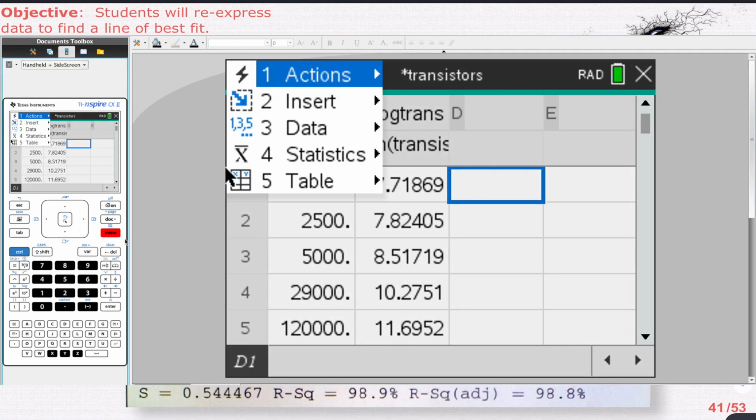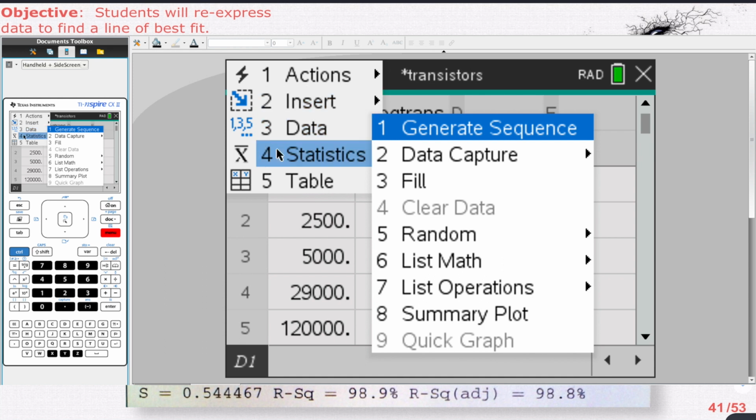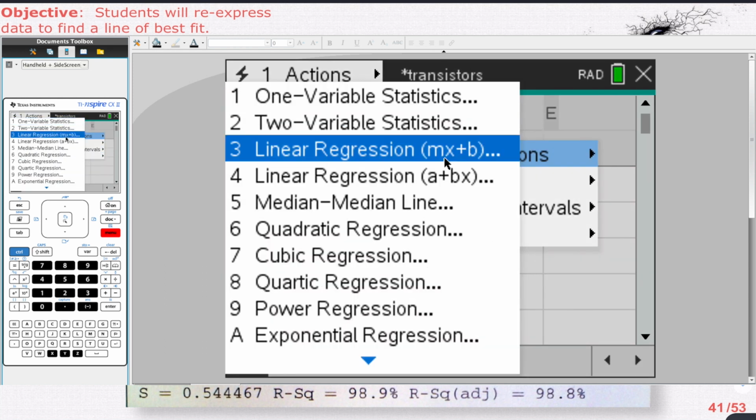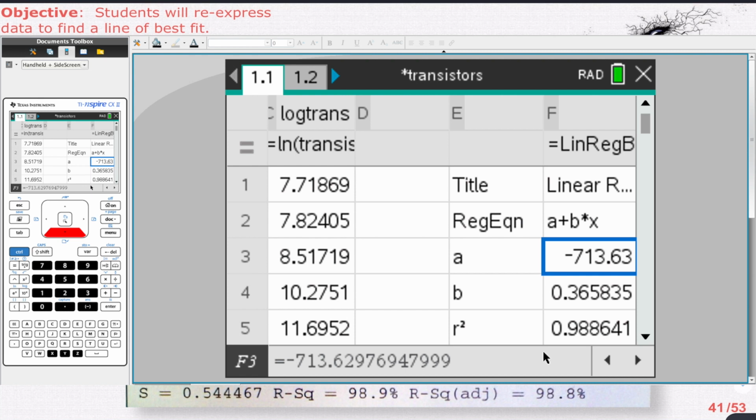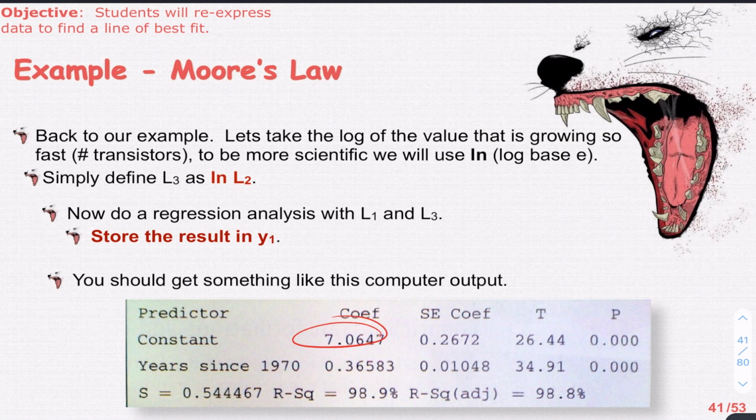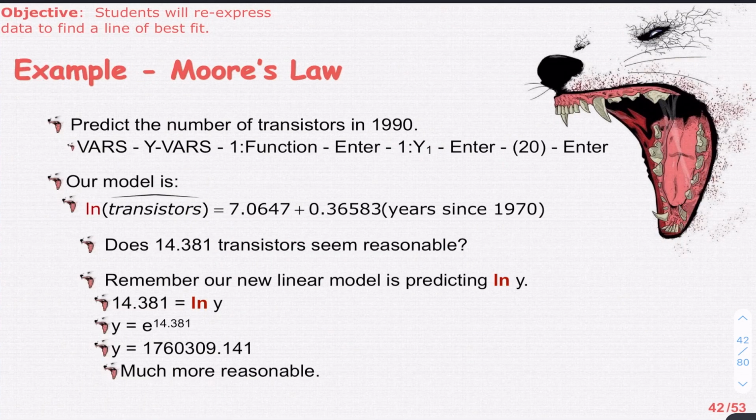If I do a linear regression model, so statistics, stat calculations, linear regression, my x is going to be years. My y is going to be log transistors. I should get something that looks like our y-intercept is 7.0647. Our slope is 0.365835 with a standard error of 0.5444 and an r squared of 98.9. Everything else we can forget, just so you recall.